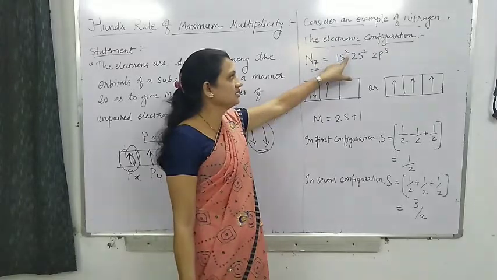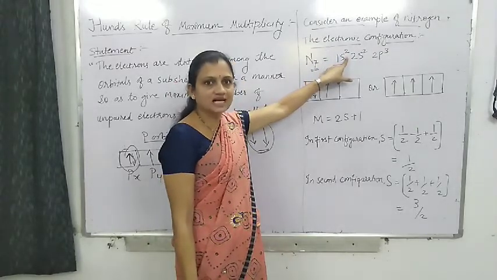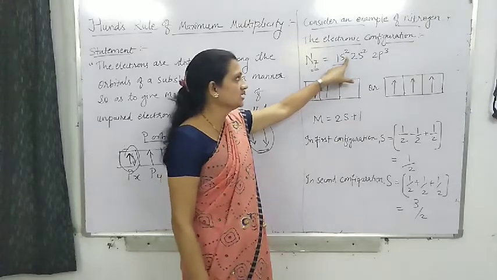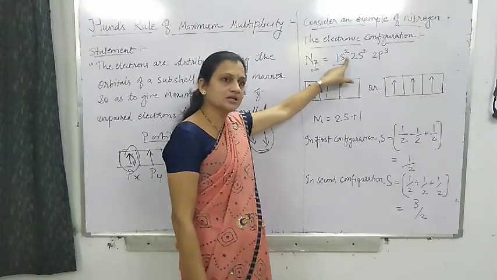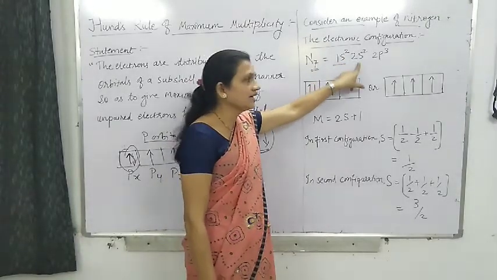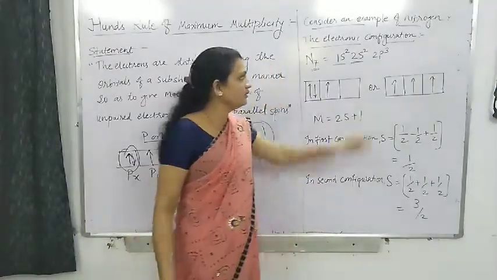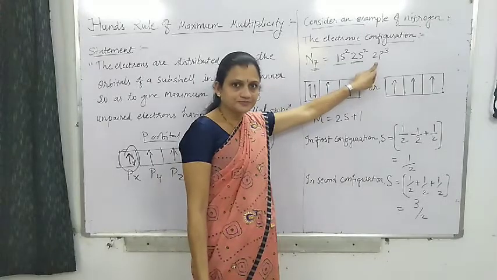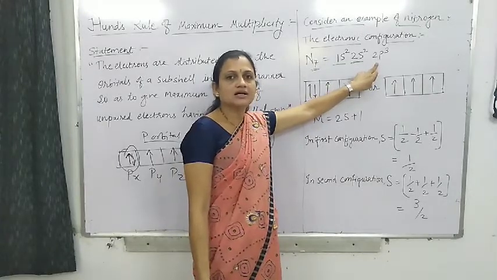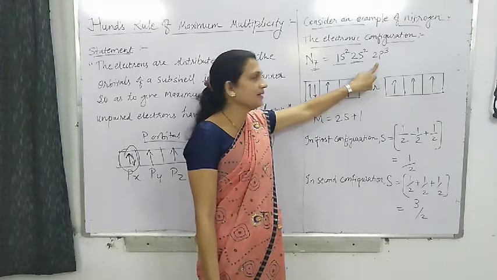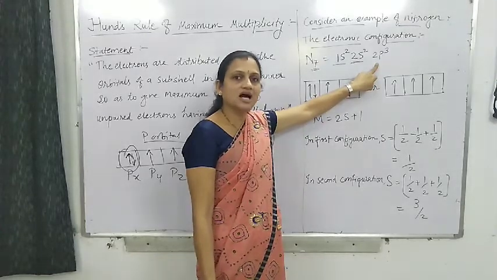Now this 1s2 is completely filled. An s orbital always has the capacity to hold 2 electrons at the most. Here it is 2, which means it is completely filled. Again 2s2 is also completely filled. Now this is 2p3. A p orbital can hold at the most how many electrons? 6, and here there are 3. So this is half filled.